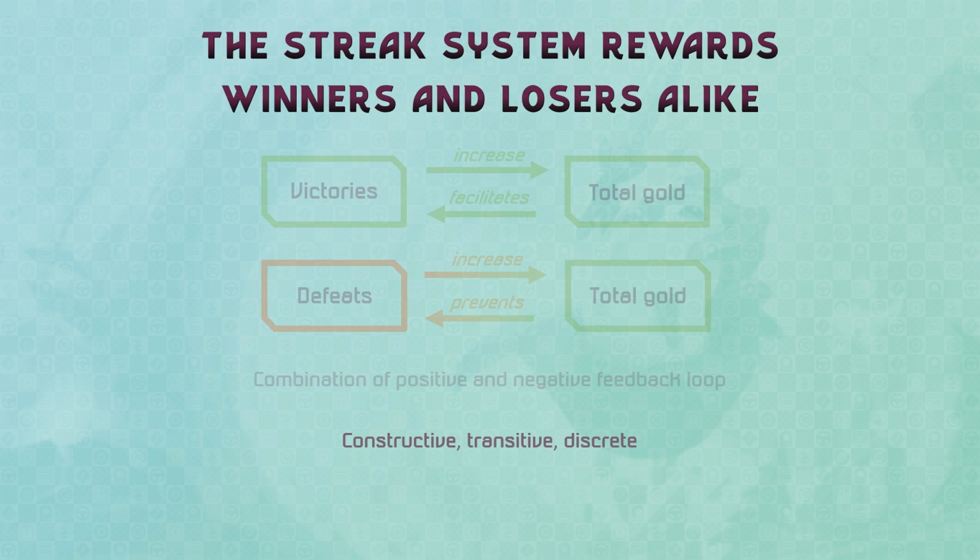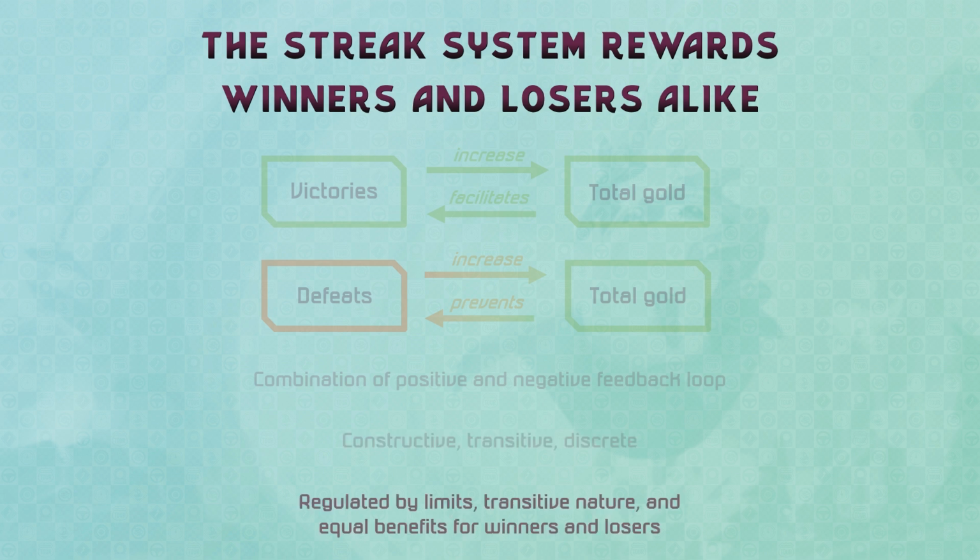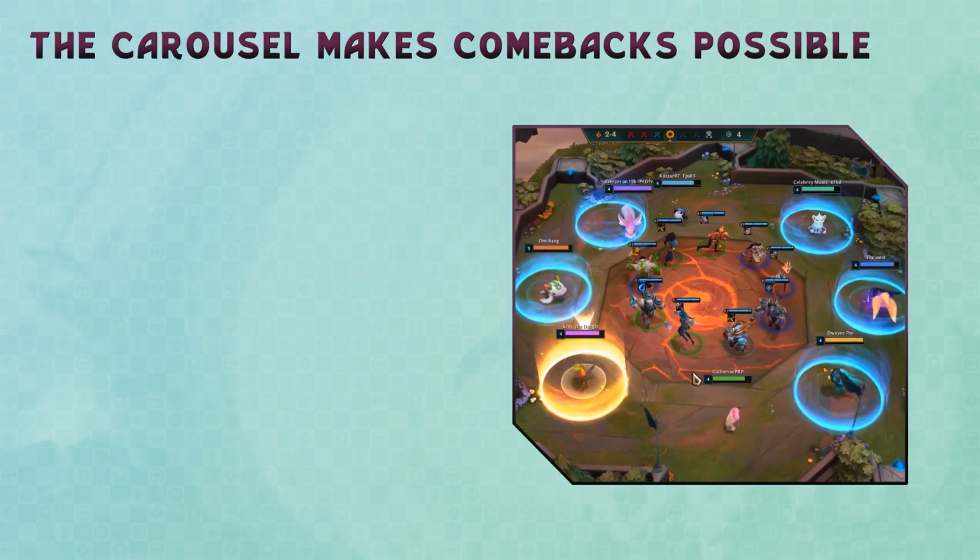Here also, the designers added a couple of ways in which this feedback loop is regulated. First of all, there is a hard limit on this. You can only gain a maximum of 3 gold per round from the streak system. Again, it's transitive in nature. Having more gold doesn't guarantee that you will keep winning or that you will suddenly break out of your losing streak. And its effects are obviously constrained by the fact that both winners and losers benefit from it. And the only ones who don't benefit from this system are those who are neither on a winning nor on a losing streak. Lastly, there is a mechanism called the carousel.